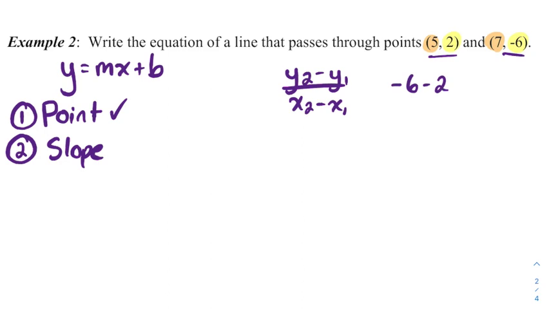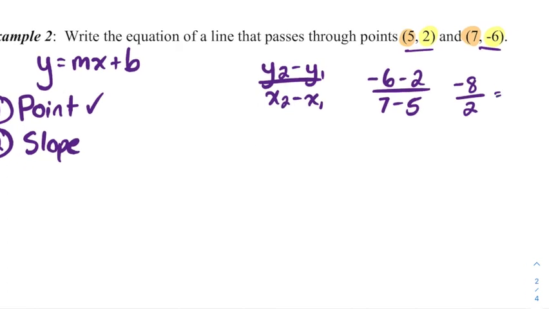-6 minus 2 divided by 7 minus 5. So simplifying the numerator, that's -8. The denominator is 2. So that's going to simplify to -4. So we have 2 things now. We have a point, we have a slope.